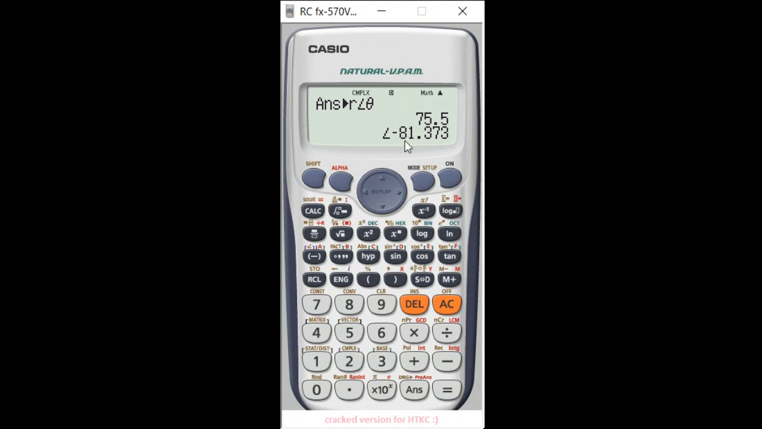My number equals shift 3, boom, should get 75.581. I think I messed up something. That's not the answer in the book. Let me just look again. What are my values again? It's 2 at an angle of minus 81.373 plus, yes, I got 74.82 and the angle negative 3.95.4.